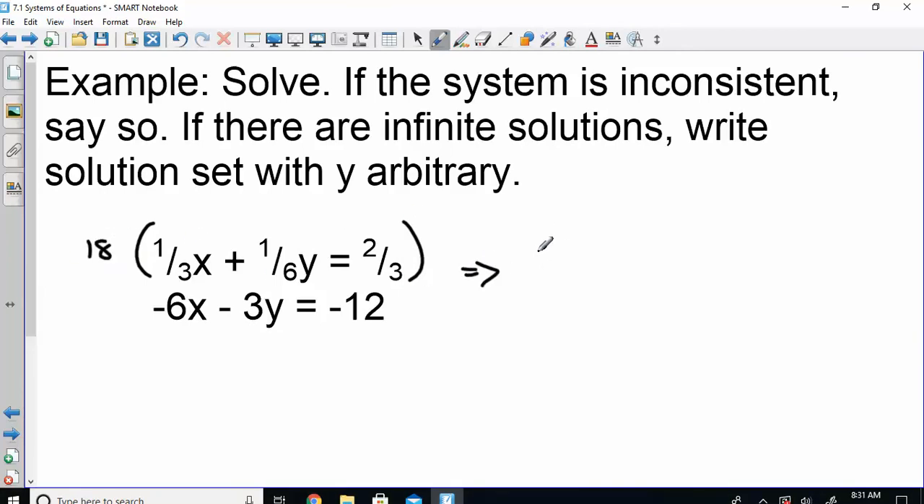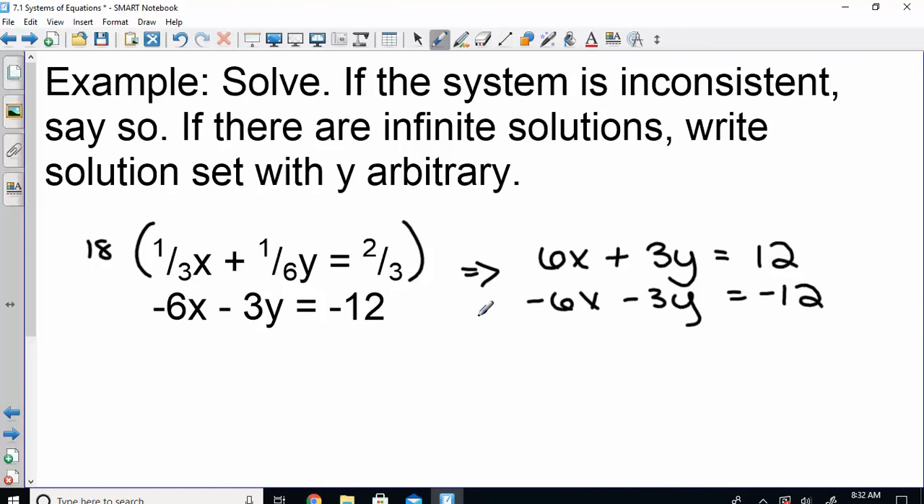So 1/3 times 18 is like 18 divided by 3, so that's 6. 1/6 times 18, so 18 divided by 6 is 3y. 2/3 times 18 would be like 36 divided by 3, so that's 12. When I add these together, on the left, both things cancel, so we have 0. On the right, 12 plus -12 is 0. So everything canceled, but unlike the last one, 0 equals 0 is a true statement. So this one has a solution.